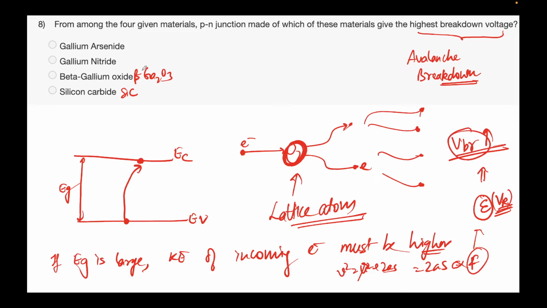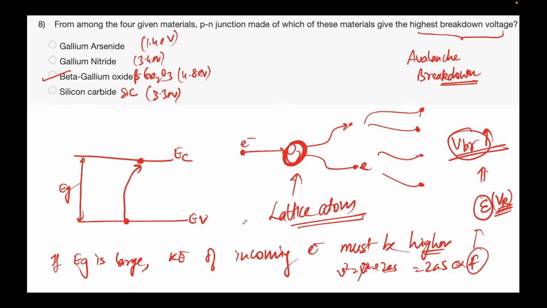So now, as I told, you must remember the band gaps for them. So this is 1.4 eV, gallium nitride is 3.4 eV, beta gallium oxide is somewhere around 4.8 to 5 eV, silicon carbide is 3.3 eV. So the highest band gap is for beta gallium oxide, and thus this will be our answer. This is the highest band gap, and thus it will have the highest breakdown voltage. This is also experimentally observed.